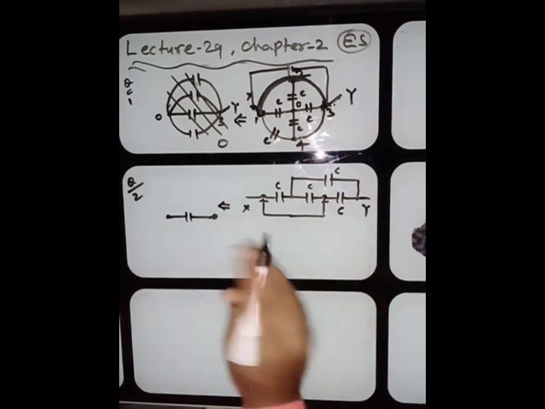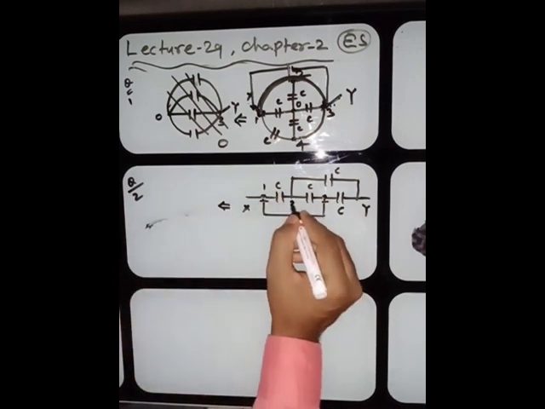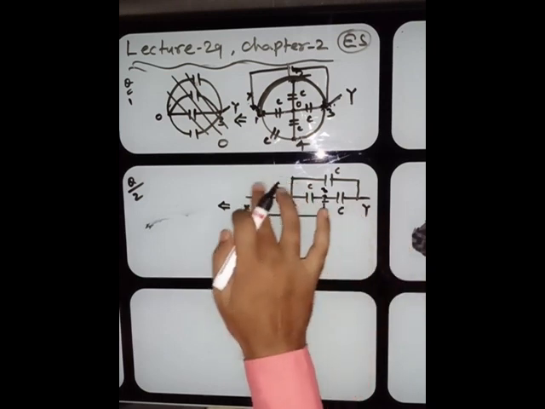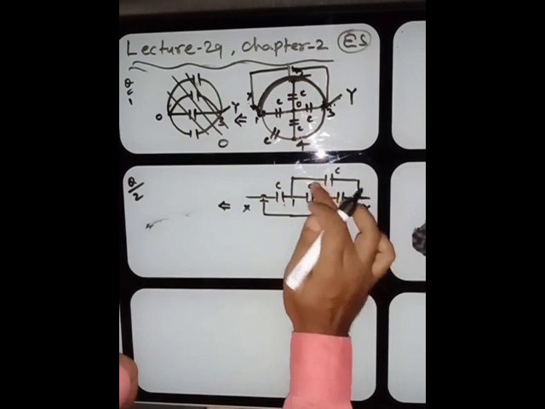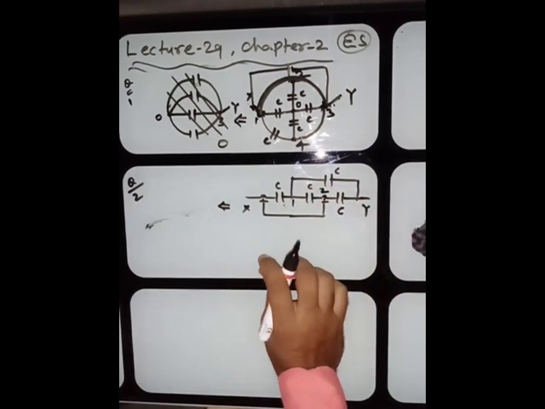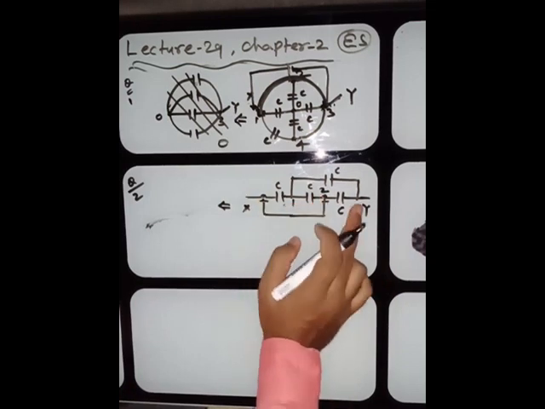This is the point. Let me write 1, 2, 3. Here 1 is X itself, 1 and 2, only 2 points we are taking. I hope you are getting it. We're taking the X, 1, 2 and Y.